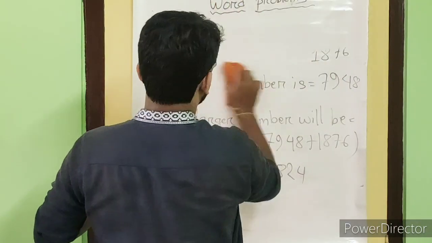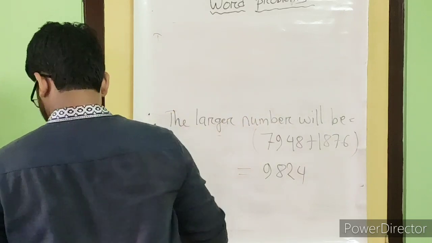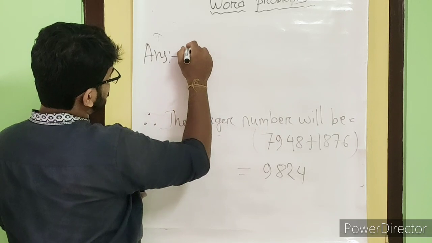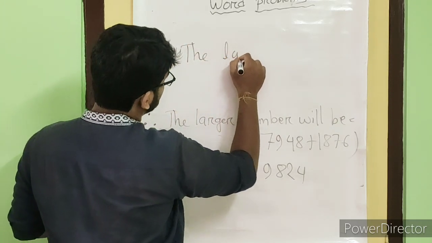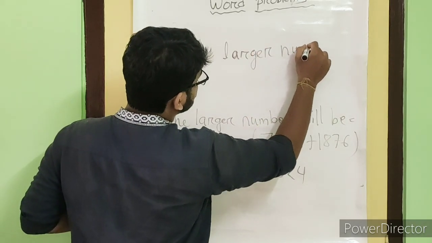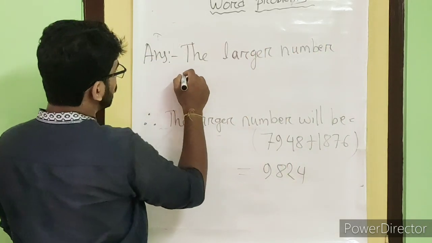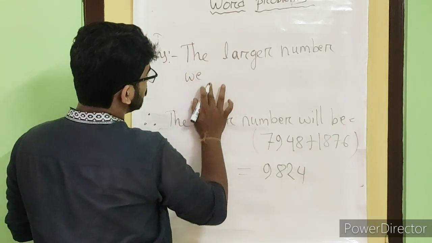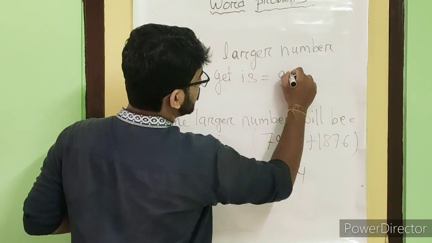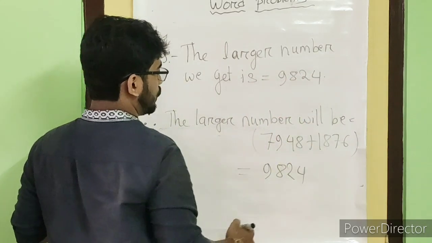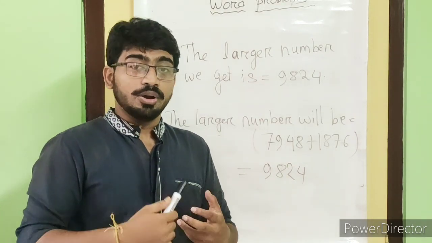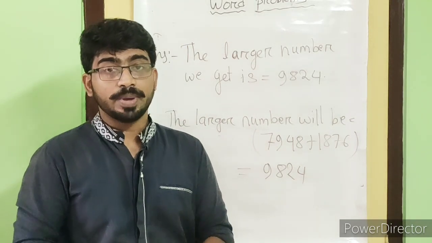I am rubbing this because I don't have enough space to write down the answer. So the answer is the larger number we get is equals to 9824. Now our case has been solved, so go and practice more and more to make you perfect.